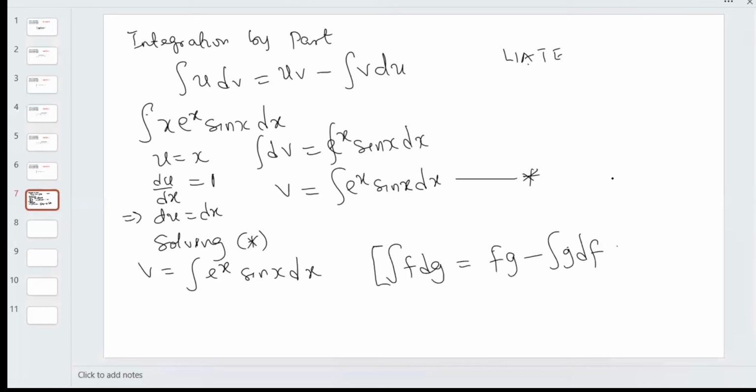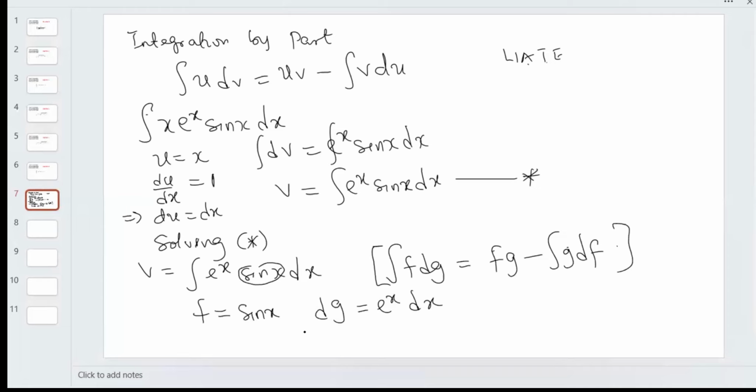In order to know, all you have to do again is go back to LIATE. We see that the trigonometric function comes before the exponential function. That means that in this case, f will be the trigonometric function, which is sin x, and then g, rather dg, will be exponential x dx, because by the time this is f, everything you have left will be dg. I hope we got that.